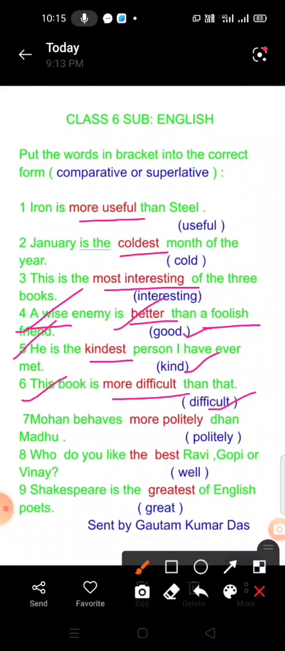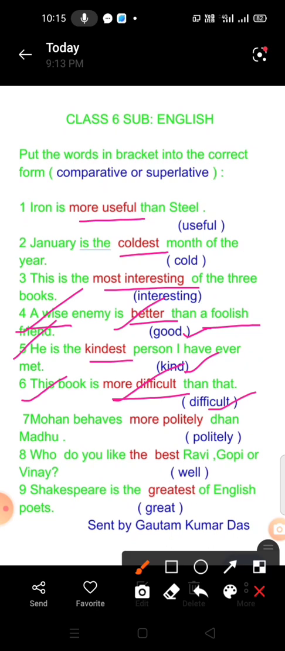This book is more difficult than that. What will be the answer? Difficult. Here it will be more difficult.